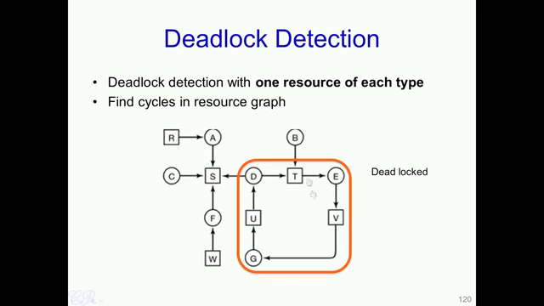For instance, if this is the resource allocation graph for the various resources in the system, the OS will detect a cycle present. For example, over here we have a cycle between the processes D, E and G. Then the OS will say that these three processes are indeed in a deadlock state.